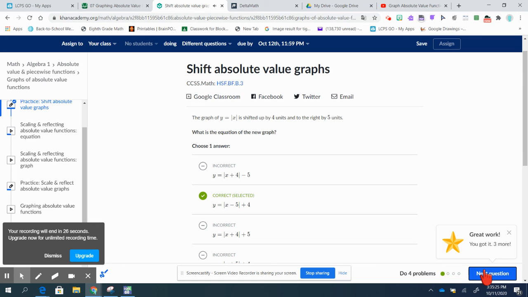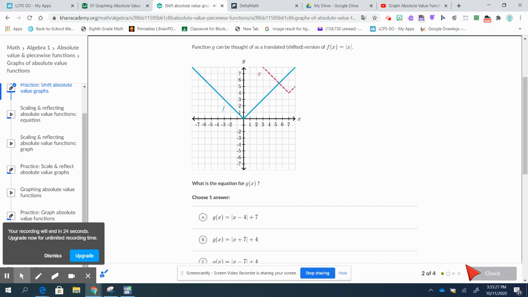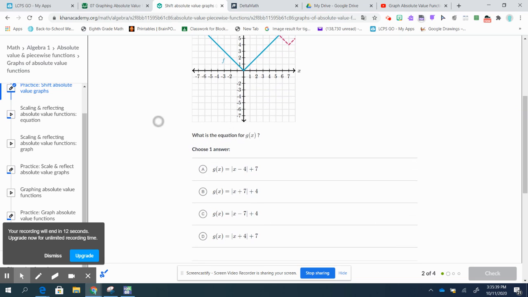Great. Okay, I think I might be able to do one more quickly. Okay, what is the equation for g of x? So this is where we started. Let's first see how far we went over horizontally. We went all the way over to 7 to the right. So that means we need one that has an, oh, that's pretty easy. It has a negative 7, but we can just double check that it went up by 4, 1, 2, 3, 4. So that is our answer.